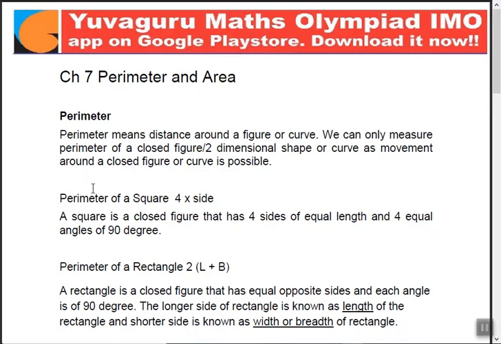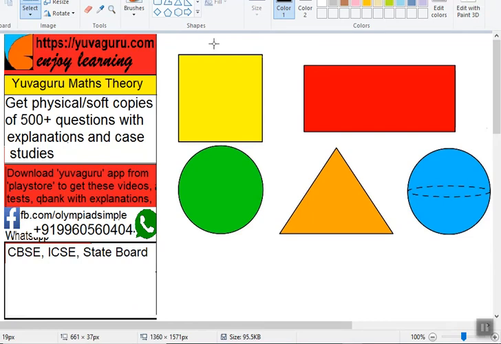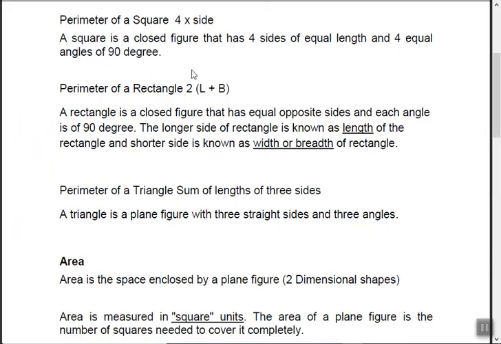Now perimeter of a square, that is 4 into side. Why? Because the side of the square is the same. See, this is a square. Each side is equal, right? Therefore perimeter would be what? One side multiplied by 4. Right? So next, perimeter of a rectangle, 2 into length plus breadth.